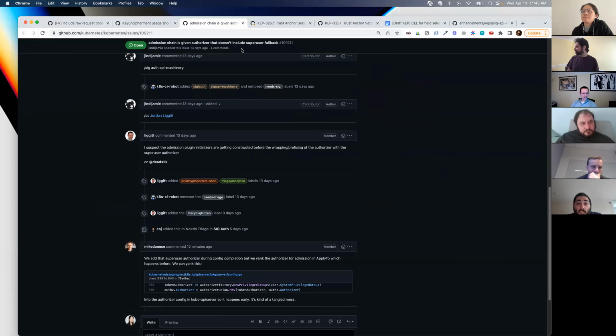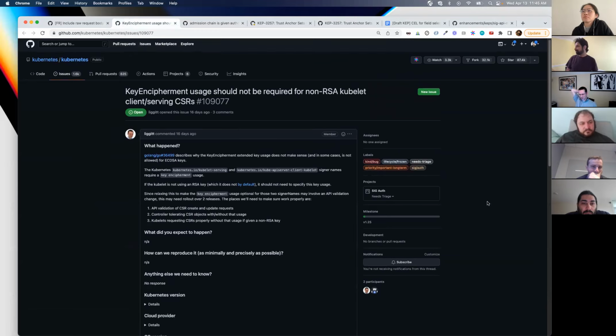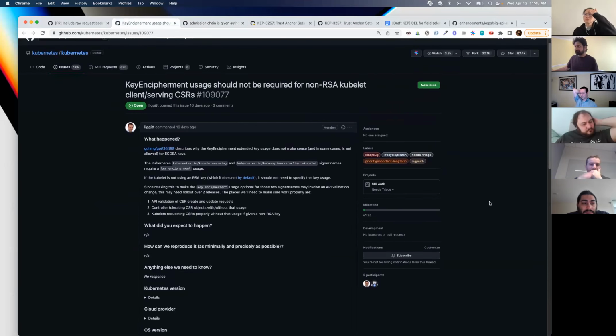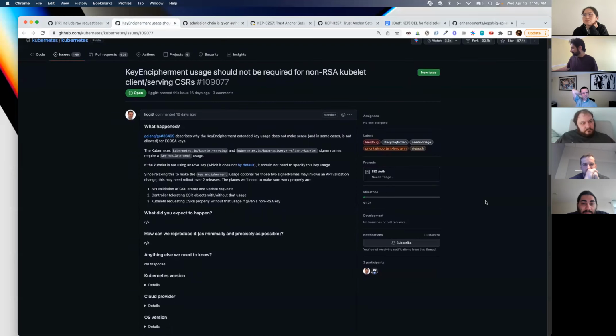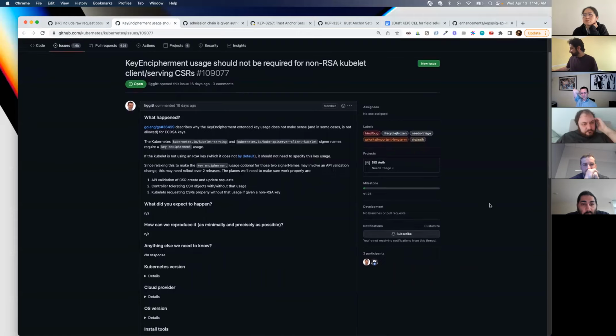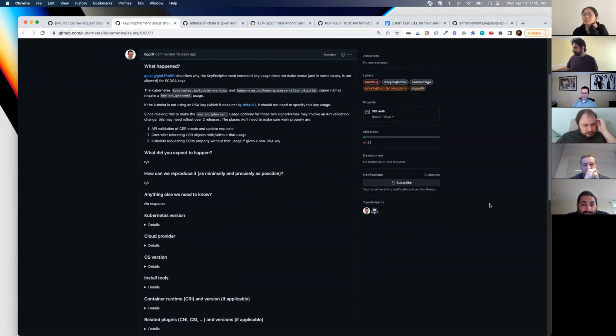The next one, this was another thing I noticed trolling through Golang issues related to X509 stuff. We have a key usage specified in what we say is required for node serving certs. That doesn't make sense if the key is an elliptical key and not an RSA key. So we say you have to include this key encipherment key usage. This is what the CSR for one of these looks like, and that key usage doesn't make sense for non-RSA keys.